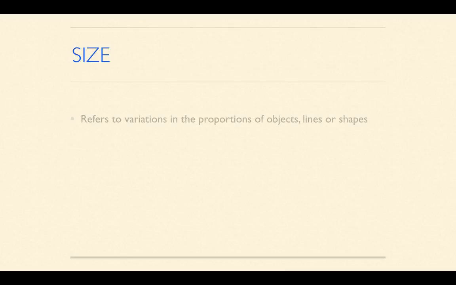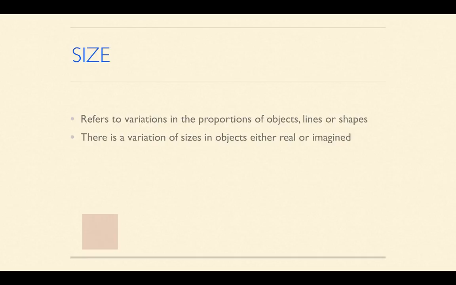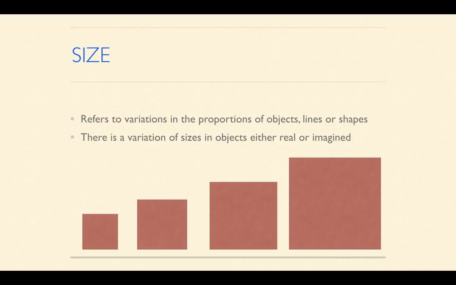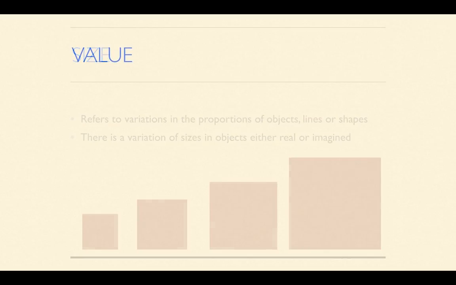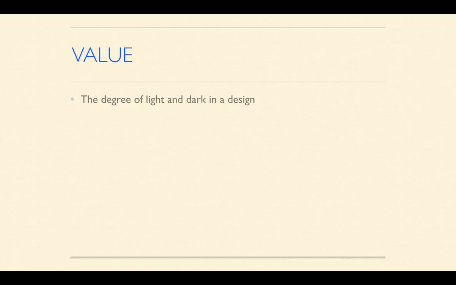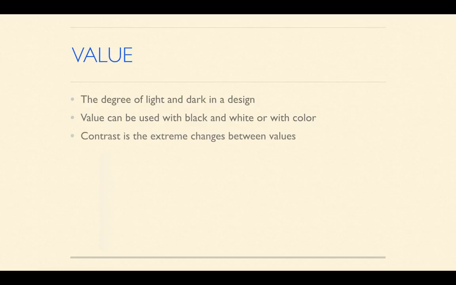Size refers to variations in the proportions of objects, lines, or shapes. There is a variation of sizes in objects that's either real or imagined. You could use size to create some illusions. Value is the degree of light and dark in a design. It can be used with black and white or with color. Contrast is the extreme changes between values.